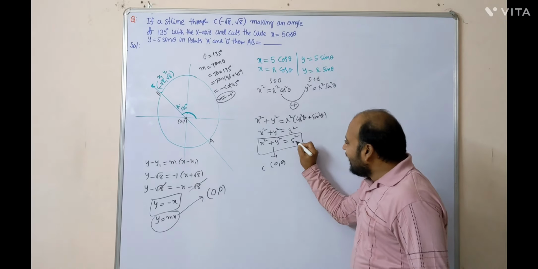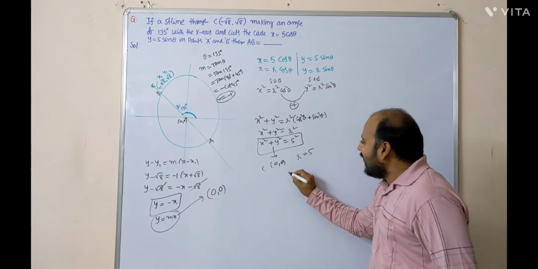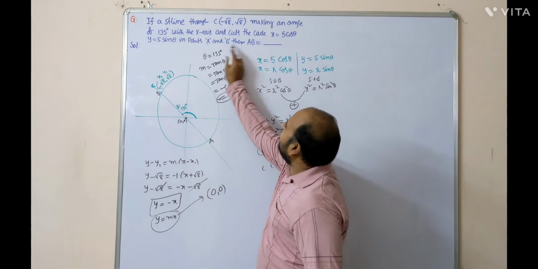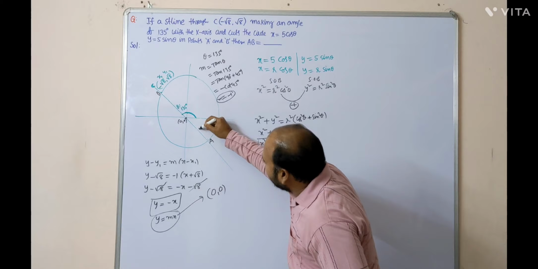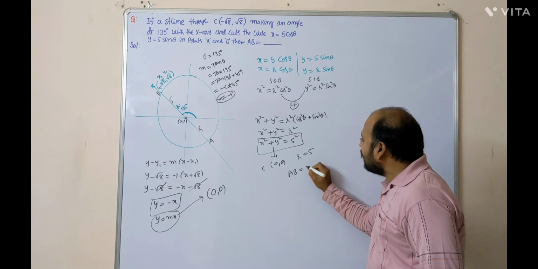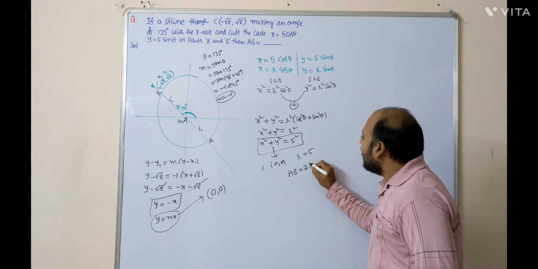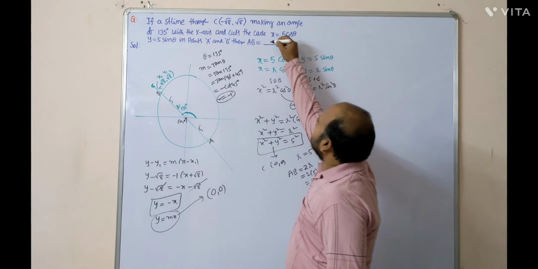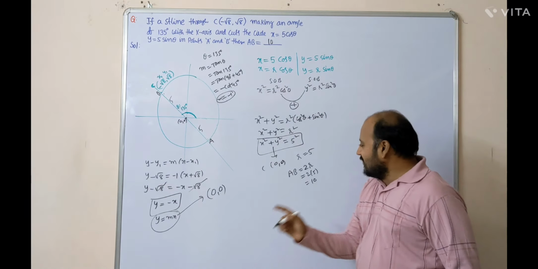Here radius, what we got? Radius is equal to 5. Diameter AB is equal to, they are asking AB length. This line cuts the circle in points A and B respectively, they said, and the AB distance they are asking. From here to here radius is 5 units. From here to here radius is 5 units. 5 plus 5, 10. AB is equal to diameter, twice the radius. So 2 into 5, that is equal to 10. Understand that? We'll move on to the next question. So the answer is 10. AB is equal to 10 units.